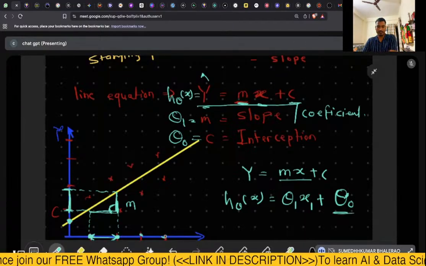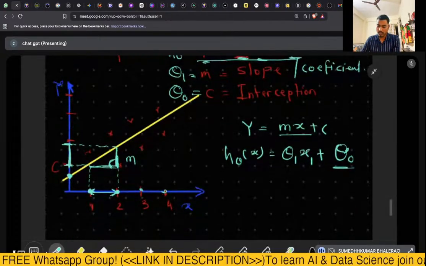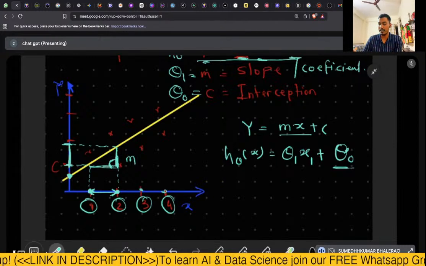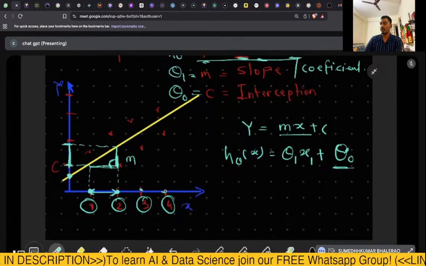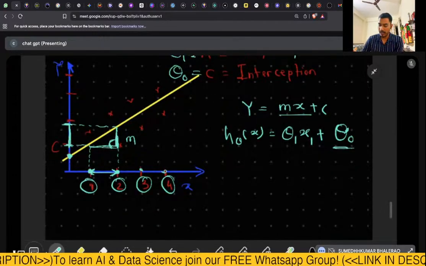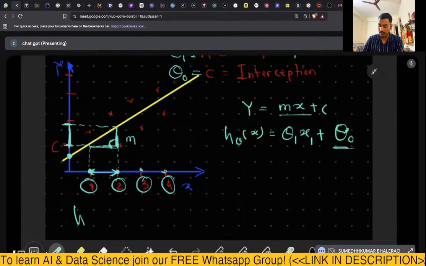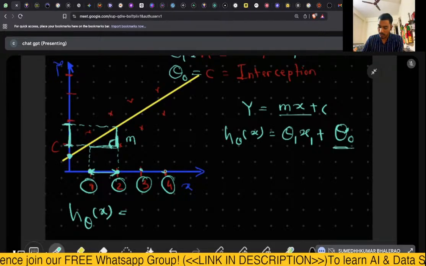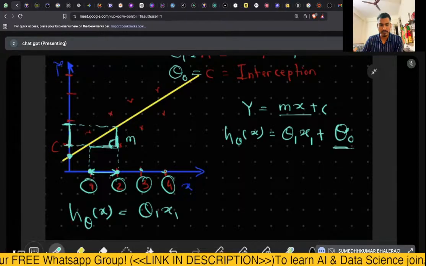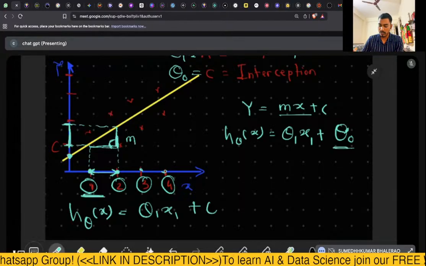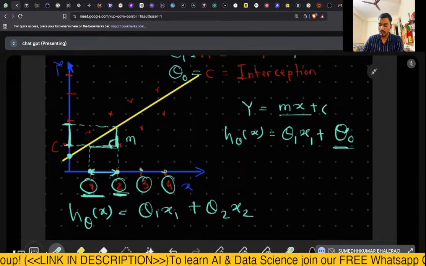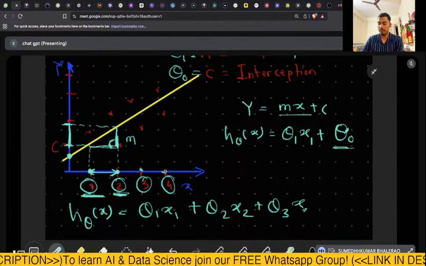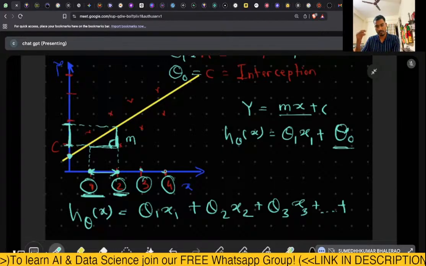But now when you see, x has multiple values: 1, 2, 3, 4, 5, 6, 7,000, 2,000. So I will write h theta of x equals theta 1 x1 for this 1, theta 2 x2 for this 2, theta 3 into x3, and so on till theta n.